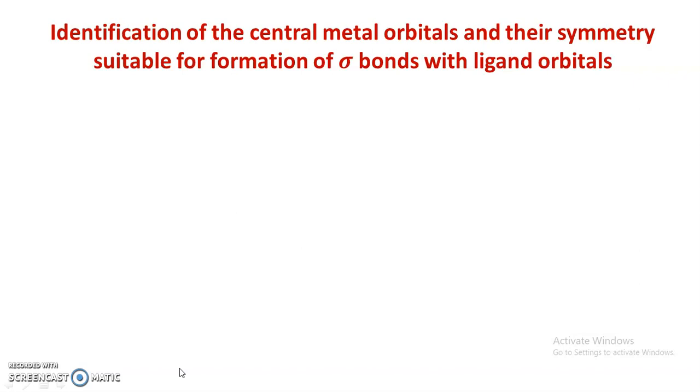We are discussing the molecular orbital theory for coordination compounds. In the earlier video we have seen the assumptions for molecular orbital theory applied to the formation of coordination compounds. Now in this video we are going to discuss the identification of central metal orbitals and their symmetry suitable for the formation of sigma bonds with ligand orbitals.